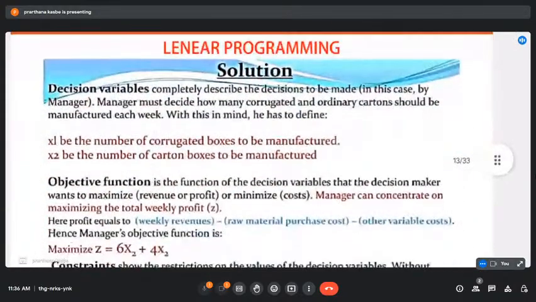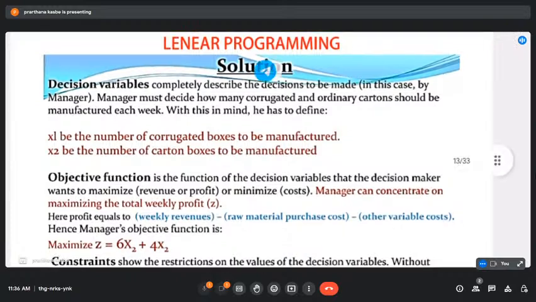So what is the solution of the particular linear programming example? The decision variables completely describe the decision to be made in the case by the manager. The manager must decide how many corrugated and ordinary cartons should be manufactured each week. With this in mind, he has to define.